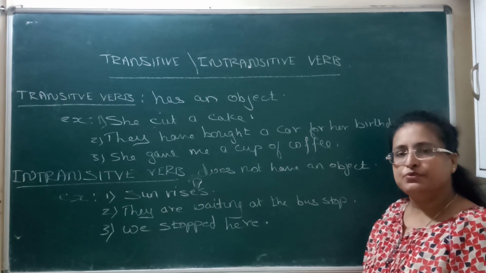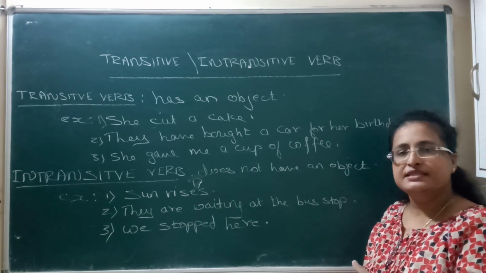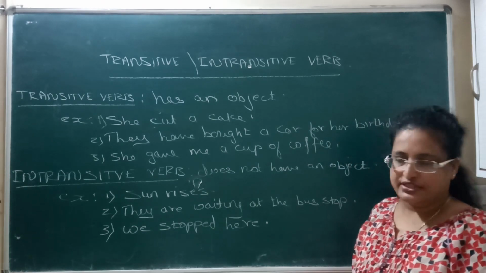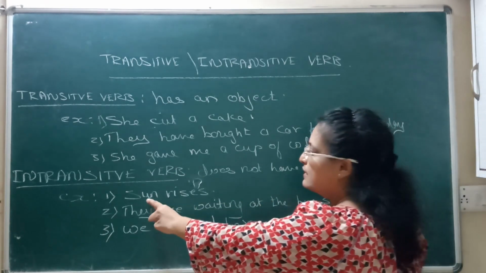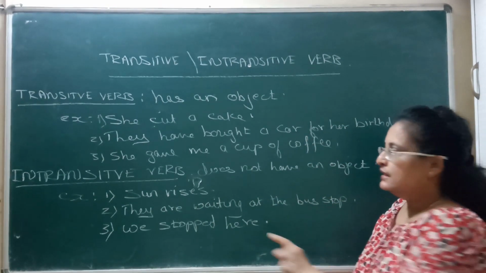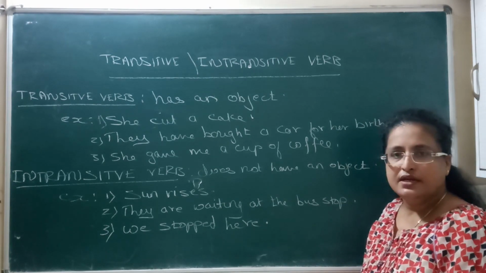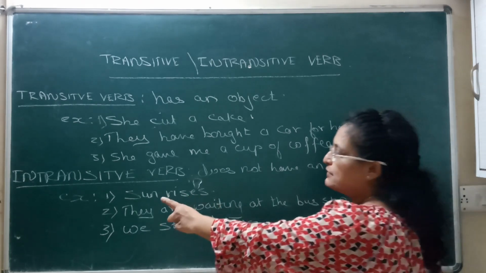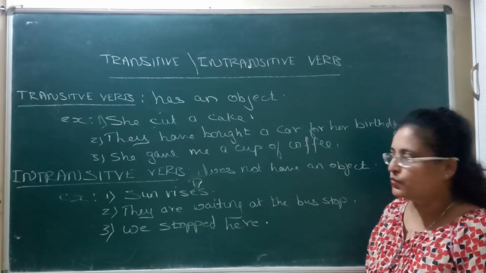Now, intransitive verb. In is a prefix for saying not. So, intransitive verb का मतलब क्या है? Verb that doesn't have an object. See here, intransitive verb does not have an object. See the example. Sun rises. Sun rises के बाद there is no object here. Sun rises what? Sun rises whom? See, there's no object given. So this particular sentence में this verb is known as intransitive verb.